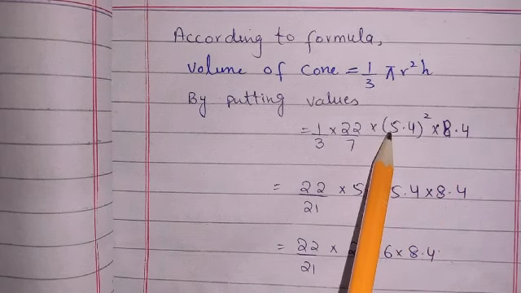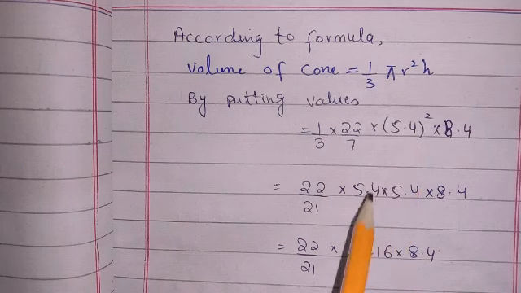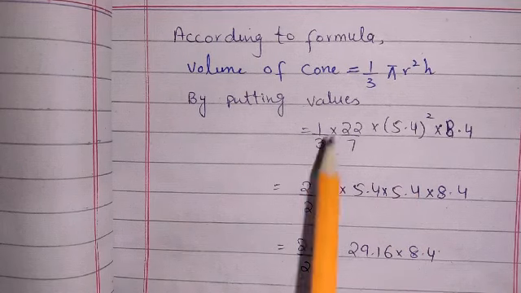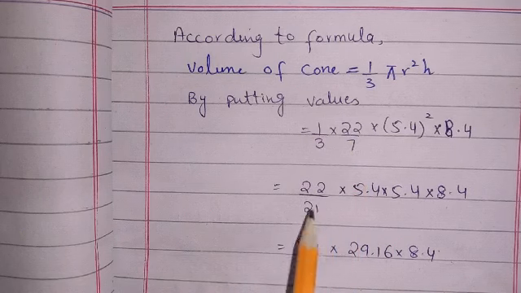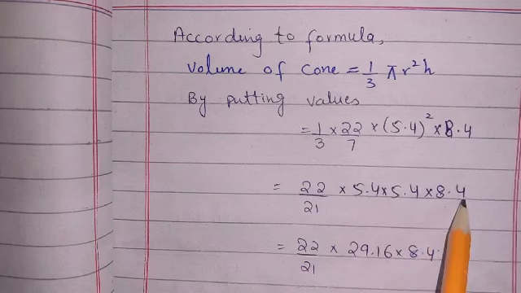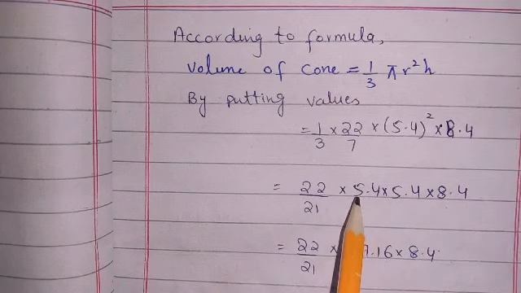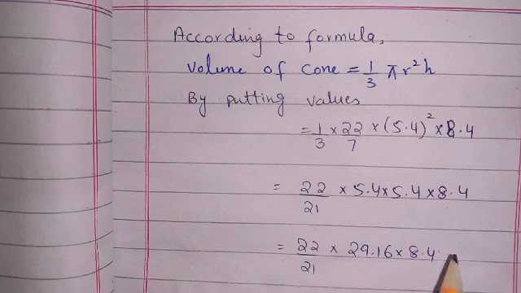It means we are having a square of 5.4, so we will write 5.4 two times. Now students, in the next step we will multiply 1 into 22, we got 22, and 3 into 7 we got 21, into 5.4 into 5.4 into 8.4. When we multiply 5.4 with 5.4 we got 29.16, and the other numbers will be written as they are. As you can see, 22 over 21 into 29.16 into 8.4.